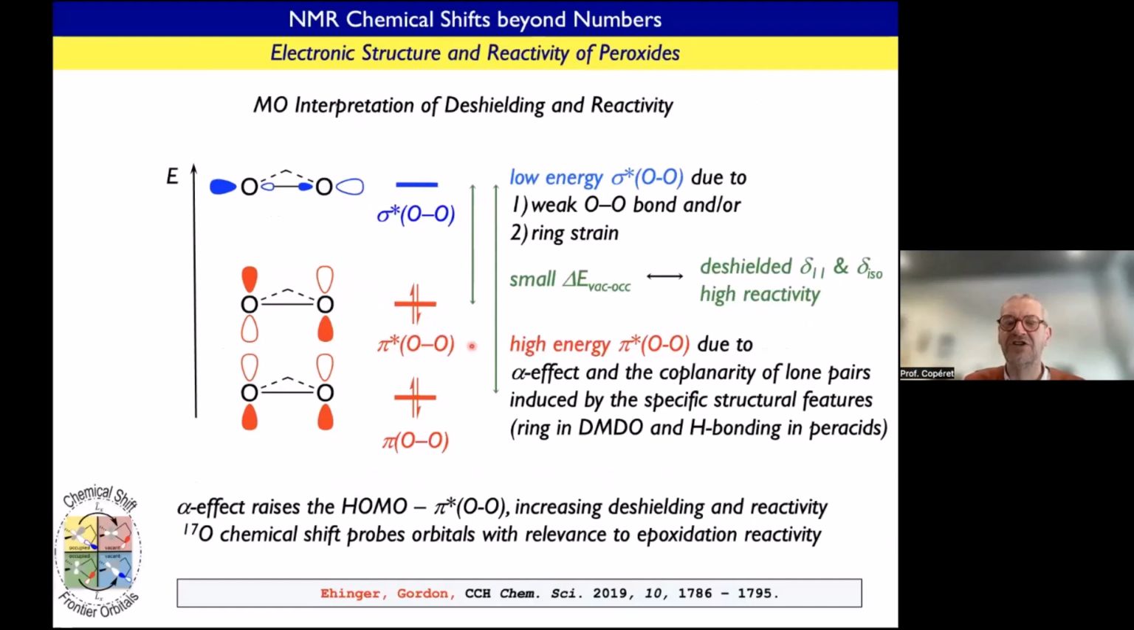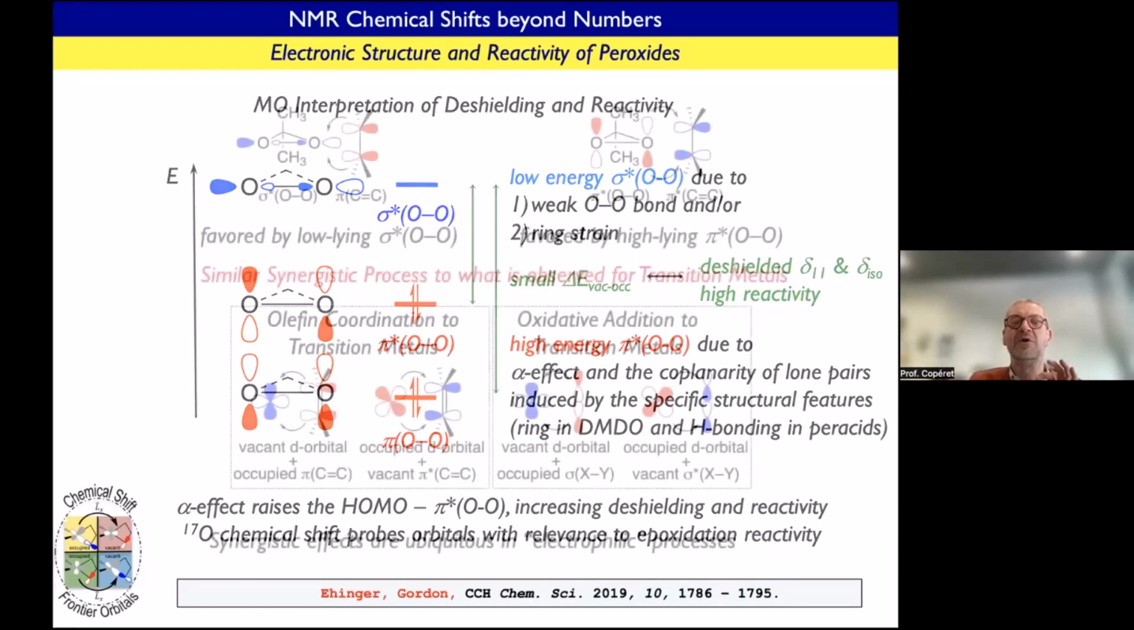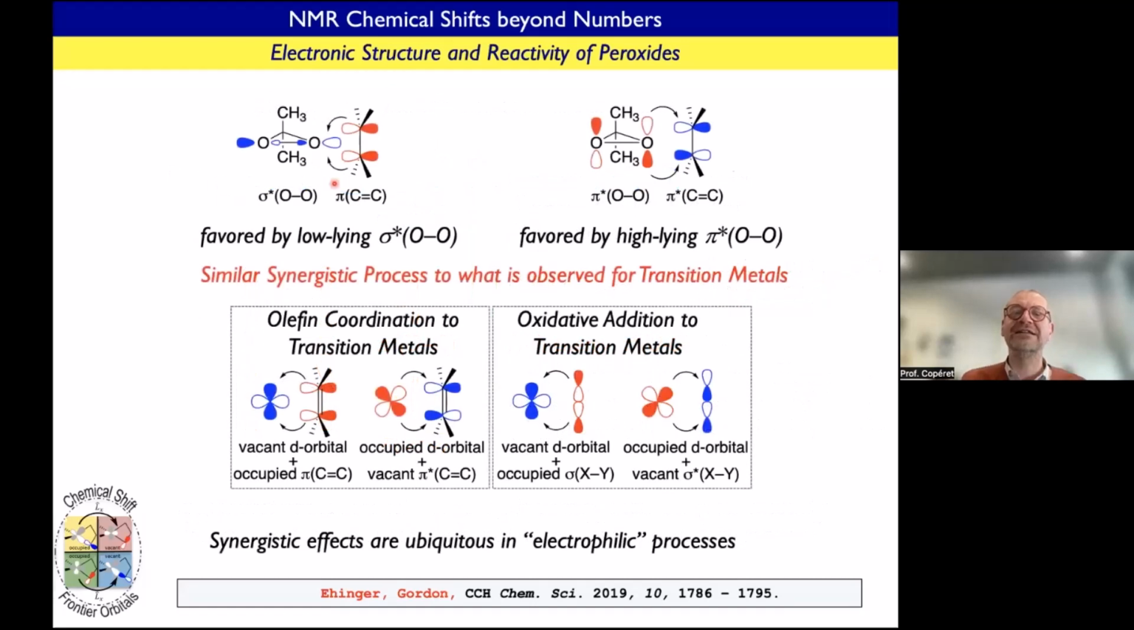If you go down in energy, you increase the energy gap between this pi star and the sigma star. Therefore, you go low in chemical shift. And now you can actually understand the reactivity difference, because what you can see is that you can describe epoxidation as a transfer of 2 electrons to the low-lying sigma star, but more importantly, the transfer back of 2 electrons from the high-lying pi star to your pi star orbital in the olefin.